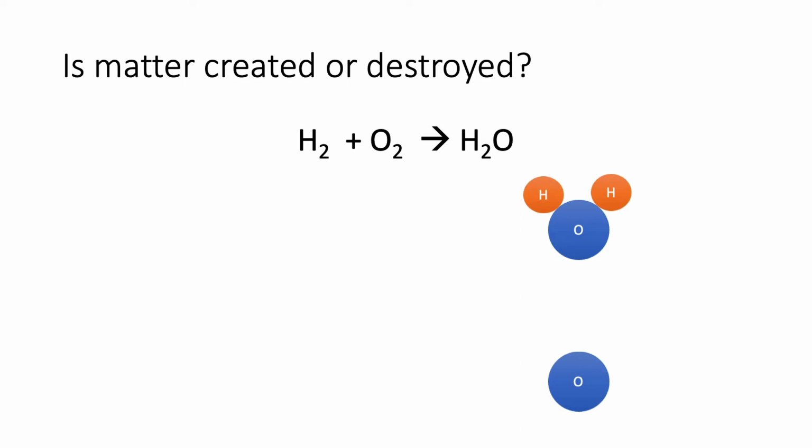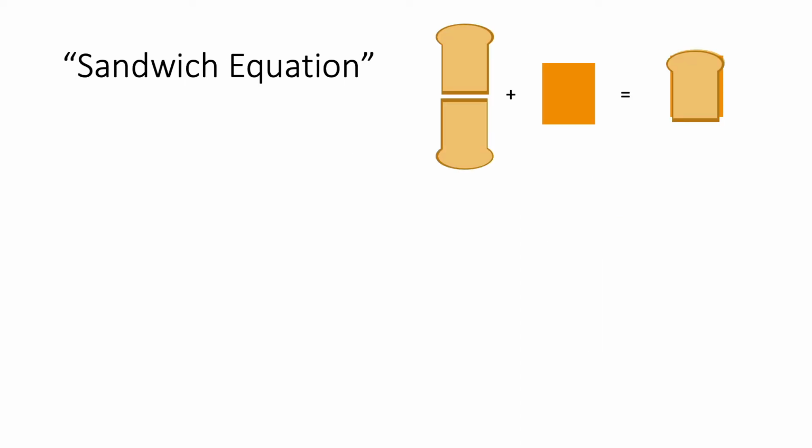And so we'll come back to this in a little bit, but what I want to do first is talk to you about what I call the sandwich equation. So we're going to do a simple sandwich equation here. We're going to make a cheese sandwich with nothing but 2 slices of bread and 1 slice of cheese. 2 slices of bread plus 1 slice of cheese is 1 sandwich.